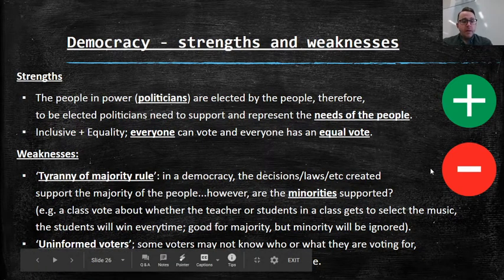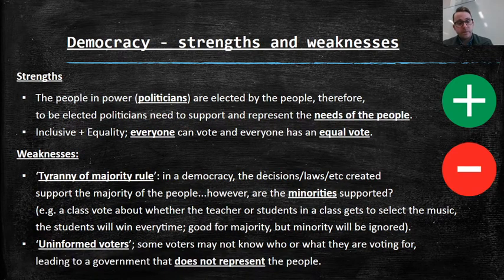Weaknesses. A very famous philosopher once came up with this phrase here, which I quite like. The tyranny of majority rule. Tyranny being like evil suppression, evil power. So the evil power of majority rule. So in a democracy, the decisions being made by the government, the laws, etc. being created, support the majority of the people. To be elected, you have to have the majority of the votes, which is a good thing. However, does this support minorities?